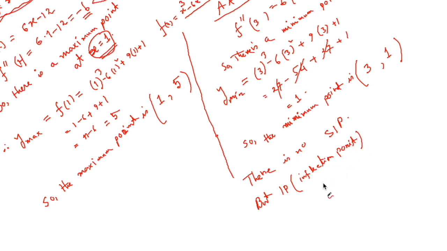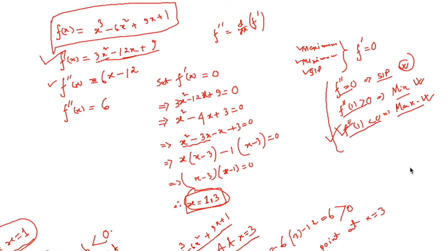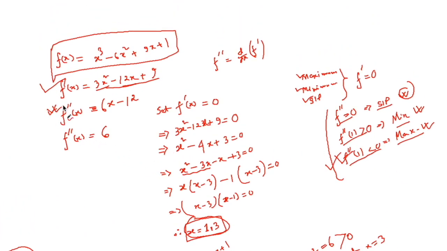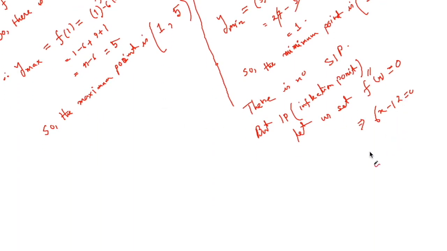we will obtain the inflection point from where? Let us set the second derivative equal to 0. To know the x values for IP, you need to set the second derivative equal to 0, and the second derivative equals 6x minus 12. See, this is the second derivative we found, 6x minus 12. Then setting this to 0, the x you get is the location of IP.